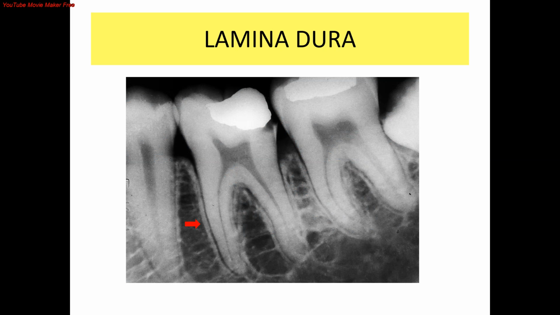Lamina means layer and dura is white. That means lamina dura is a thick cortical bone lining the socket, which gives a radio-opaque appearance as shown by the red arrow. The lining bone is thick but not more mineralized. It looks more radio-opaque as the X-ray beam has to pass through the entire length.